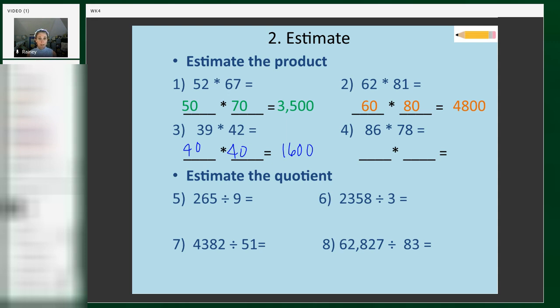Last one on finding the product. 86 times 78. Well, let's round it to 90 and round that one to 80. Then do your 9 times 8. Then add on your zeros.